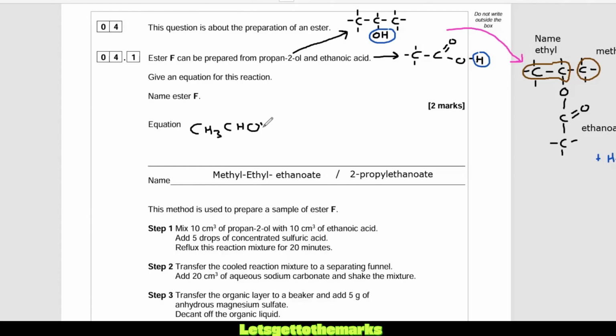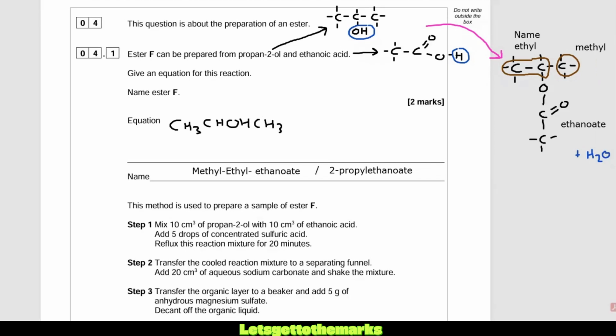So you want to write the structural formula here, and you want to bust out the structural formula of the reactant. So the structural formula of propan-2-ol and the structural formula of ethanoic acid, and then the structural formula of our methyl ethyl ethanoate or 2-propyl ethanoate, whatever you like to call it. So I'm just writing in the ethanoic acid, CH3COOH here. Then we're going to do a little arrow. And we're going to form a water molecule because it's a condensation reaction.